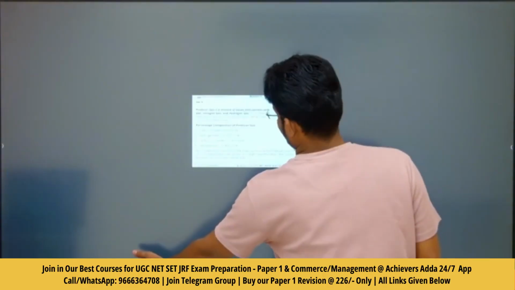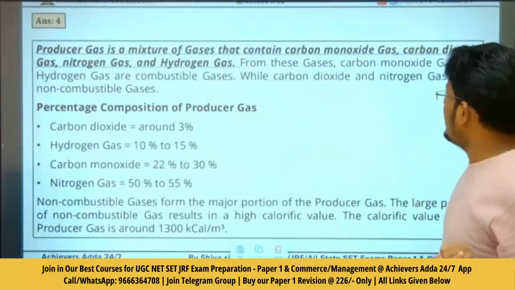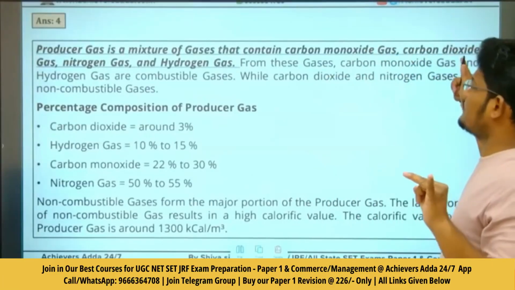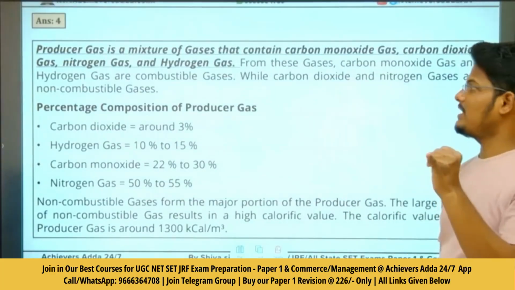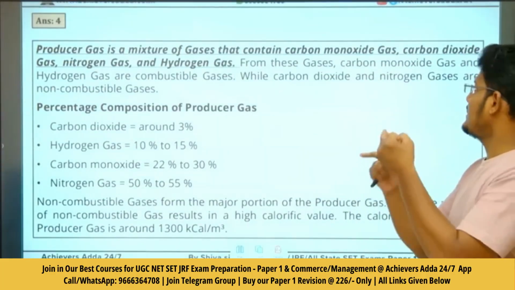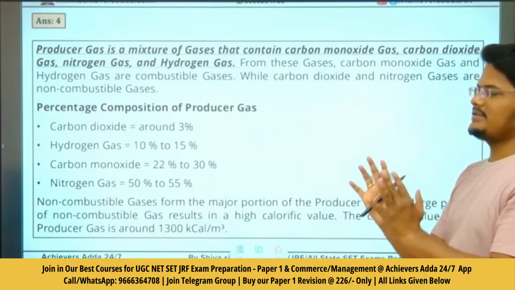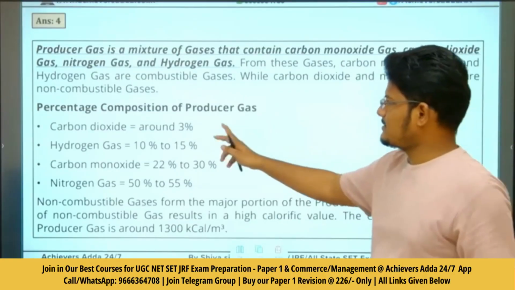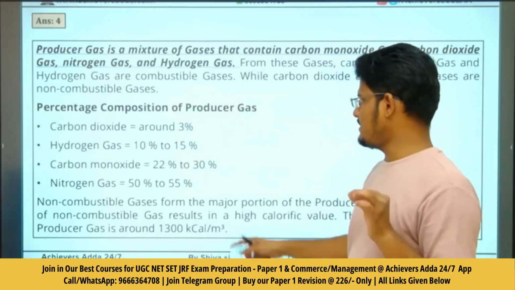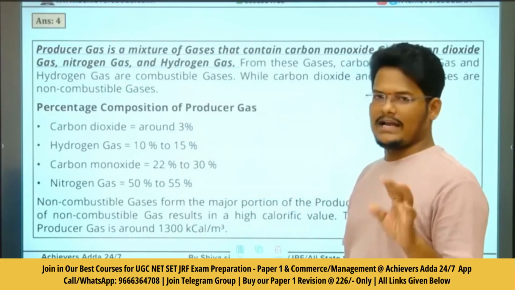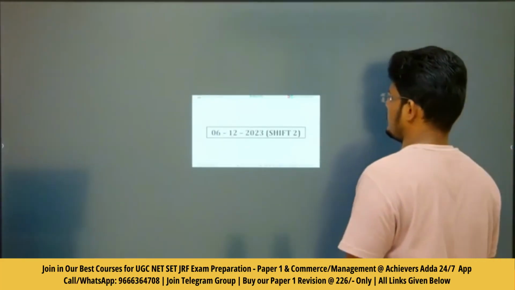Producer gas is a mixture of gases that contains carbon monoxide, carbon dioxide, nitrogen and hydrogen. Carbon dioxide is around 3%, hydrogen is 10 to 15%, carbon monoxide is 20 to 30%, and nitrogen is the highest, 50 to 55%, present in this producer gas.